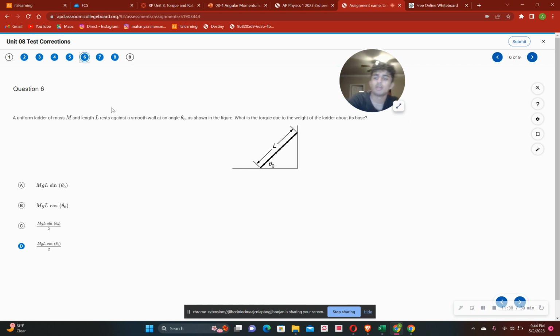Uniform ladder. Okay, so this one was also on my test. I also got it wrong. I got all MCQs wrong. The only points I got were from FRQs for some reason. But yeah, I completely guessed, but I understand the question now.